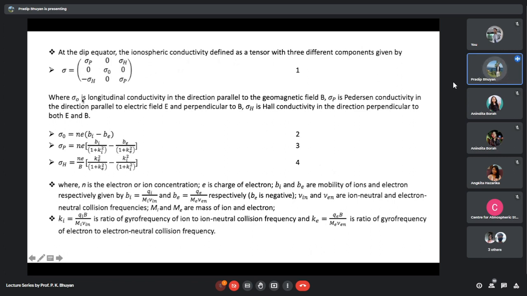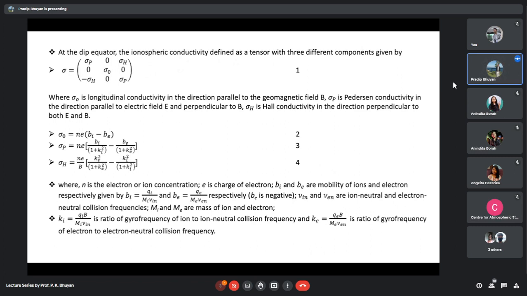Okay, what is sigma naught? Sigma naught is the parallel conductivity, or the longitudinal conductivity, parallel to the geomagnetic field. That means the charge separation allowing the current to flow is parallel to the geomagnetic field. That is your sigma naught.